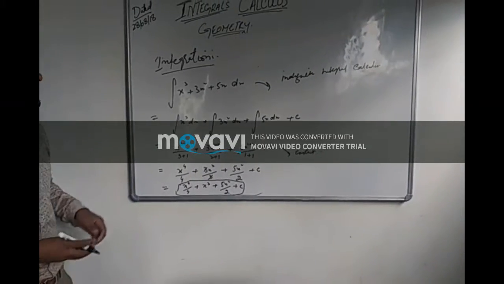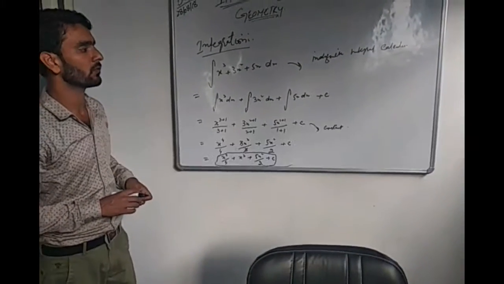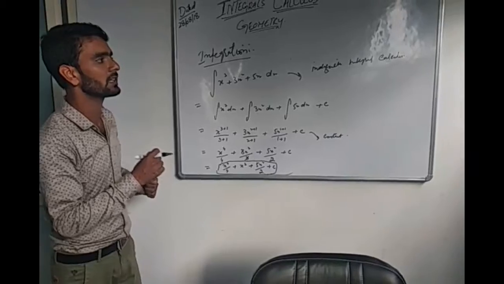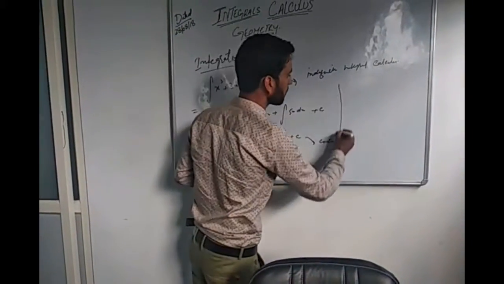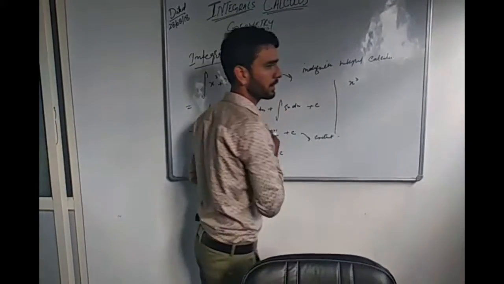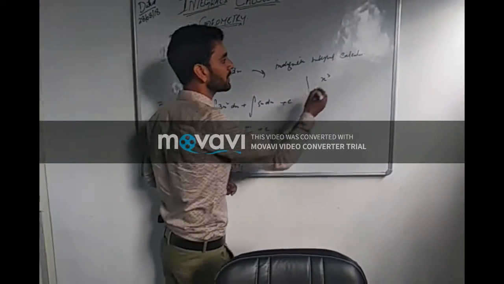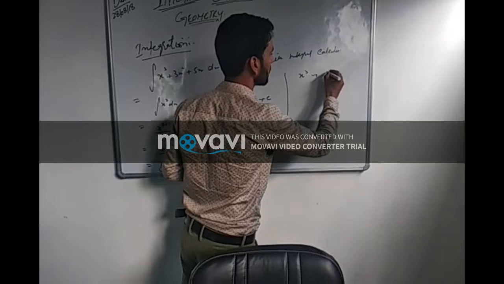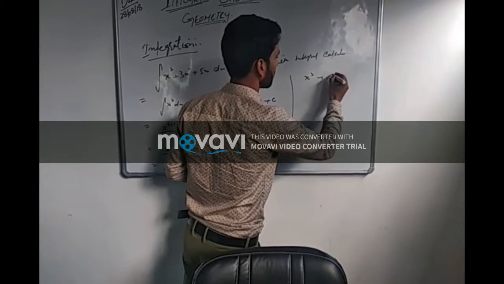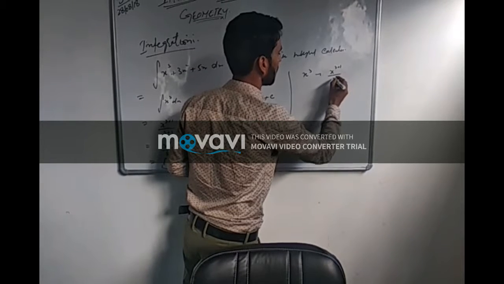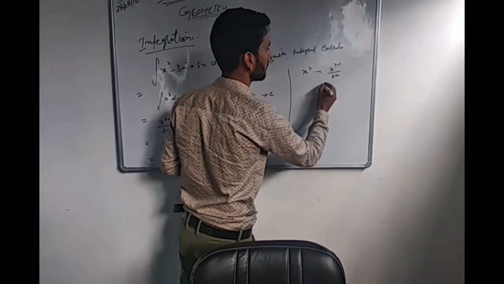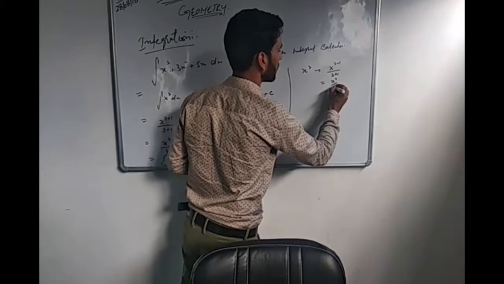Why are we using the c when we are dealing with indefinite integral calculus? For example, if we take a simple example as x cube, its antiderivative will be x raised to 3 plus 1 divided by 3 plus 1. It will be x raised to power 4 divided by 4.